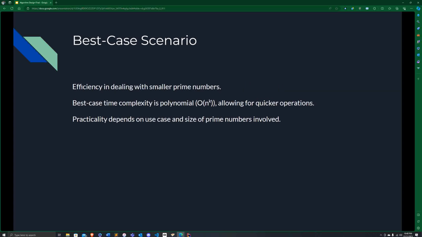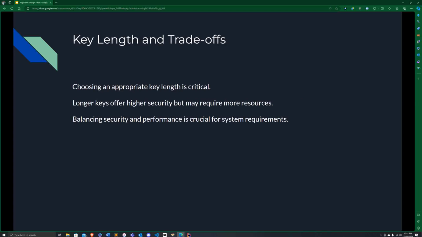On the other hand, the best case scenario paints a different picture. When dealing with smaller prime numbers during key generation, encryption, and decryption, RSA demonstrates polynomial time complexity, or O(n^k). This characteristic allows for quicker operations, and the practicality of this scenario hinges on the specifics of the use case and the sizes of the prime numbers involved.